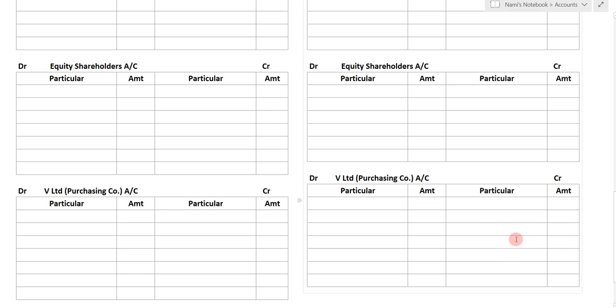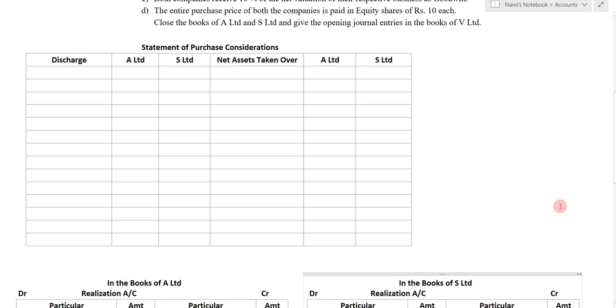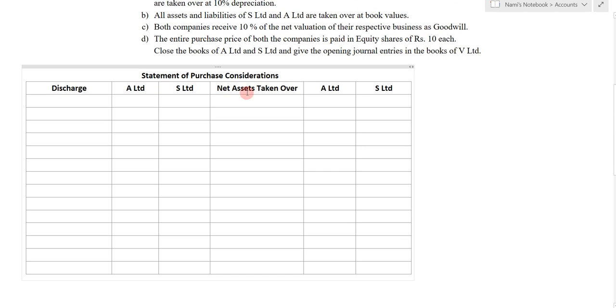Okay, so after preparing this account, first we will find the purchase consideration. To find a purchase consideration, basically there are four methods. One is lump sum method, second is net asset method, third is net payment method, and fourth is the combination of net asset method and net payment method. So we are going to use the fourth method to find the statement of purchase consideration. For that, prepare this table.